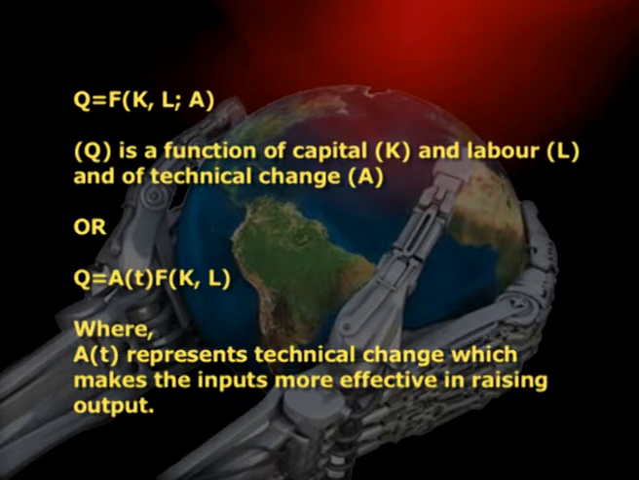capital K and labor L and of technical change A, or this function can be written as Q is equal to A(t) times the function of K, L, where A(t) represents technical change which makes the inputs more effective in raising output. This technological change is organizational and does not require new inputs. Besides, technical progress can be neutral, labor saving or capital saving.